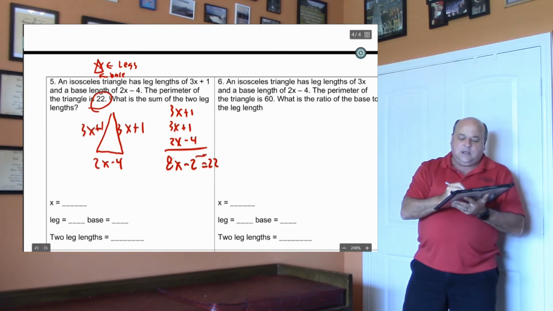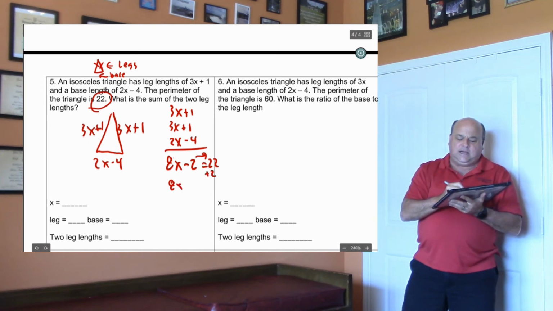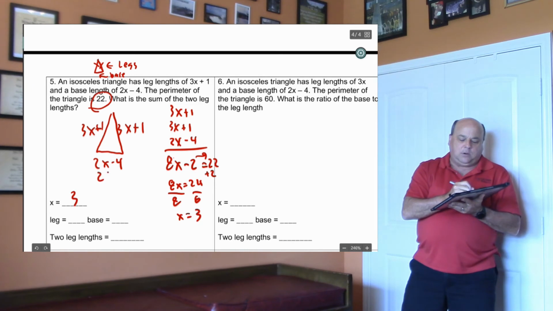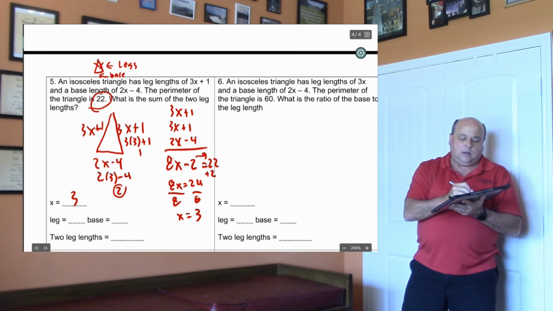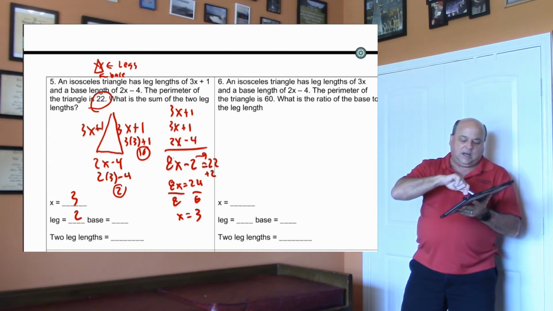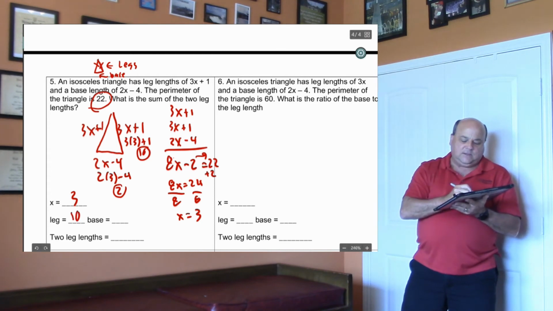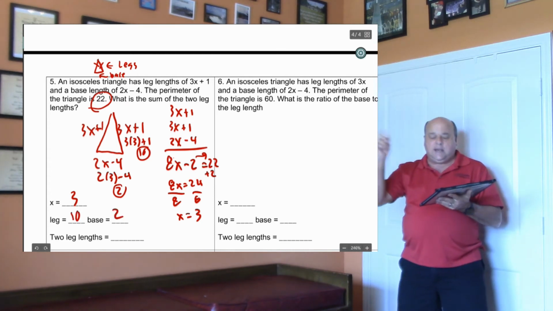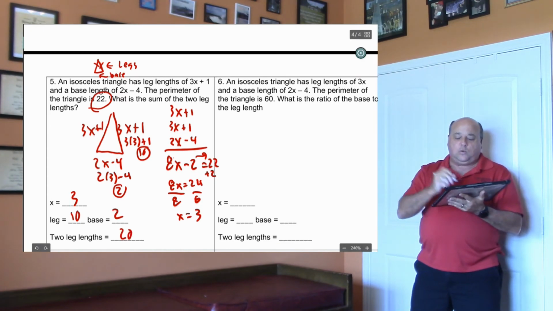Then just solve it. So move over the 2. I made these real easy to solve. So x's, divide by 8. X is going to end up being 3. If I plug 3 in here, I'll get 6 minus 2, which is 4, and then plug 3 in here, I'll get 10, won't I? So the leg is 10 and the base is 4. Two leg lengths would be 2 times 10, which is 20, wouldn't it?